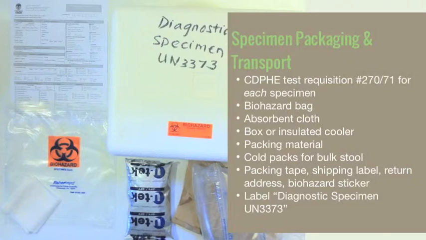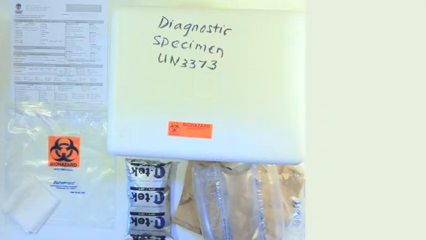If you are shipping the specimens to the CDPHE lab through the mail or package delivery services such as FedEx, the container should then be placed into a shipping box secured with packing tape, a shipping label, return address, and biohazard sticker. Label the box Diagnostic Specimen UN 3373. If you're shipping the specimens to the CDPHE lab via courier service, you typically do not need a shipping box, but you should ensure that the container has clear instructions on where the specimens are being delivered.